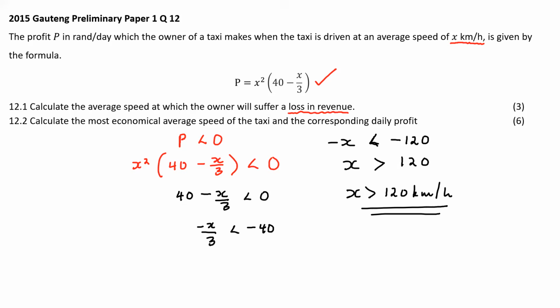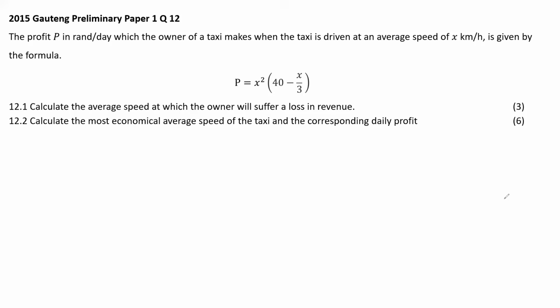Perfect. All right, I'm ready for my next one. Let's go, go, go, go. Right. Let's hear the English, translate the English into mathematics. The story as follows. Calculate the most economical average speed of the taxi and the corresponding daily profit.